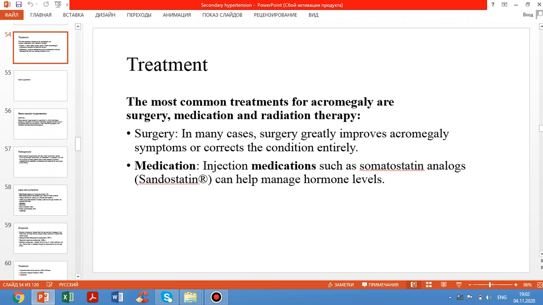Treatment. The most common treatments for acromegaly are surgery, medication, and radiation therapy. Surgery: in many cases, surgery greatly improves acromegaly symptoms or corrects the condition entirely. Medication: injected medication such as somatostatin analogs can help manage hormone levels.